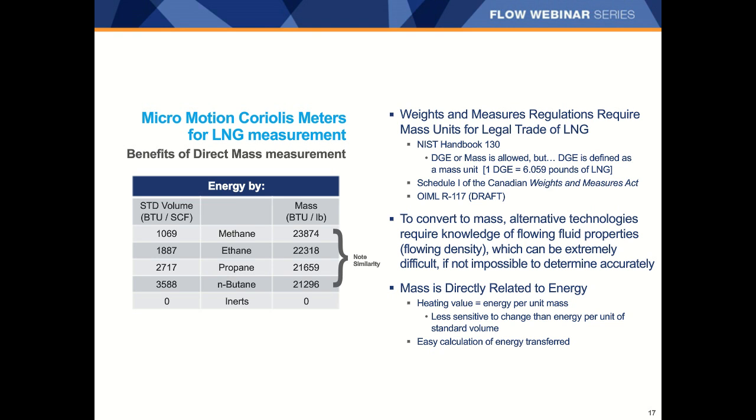So the net result is that the changes in the composition of the LNG mixture will have much smaller impact on the heating value in energy per unit of mass than on the heating value in units of energy per unit of standard volume. The bottom line is that a Coriolis mass flow meter measurement will yield a more accurate energy measurement than a volume measuring meter will, especially if the composition of the LNG can be changing during the delivery.